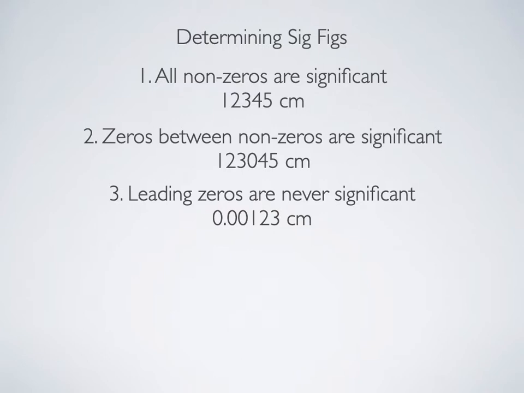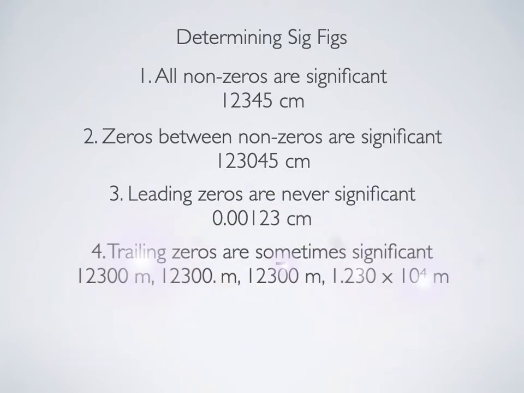So zeros before the number are sometimes placeholders and decimals, but they are not significant in terms of numbers recorded off of a particular measuring scale. So 0.00123 would have 3 significant digits, and the last digit there, the third digit, is your estimated digit.